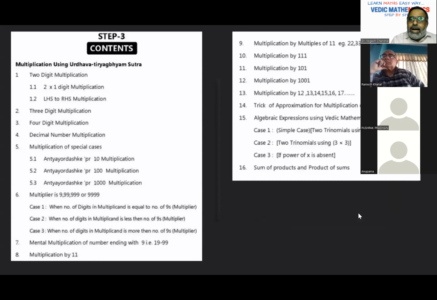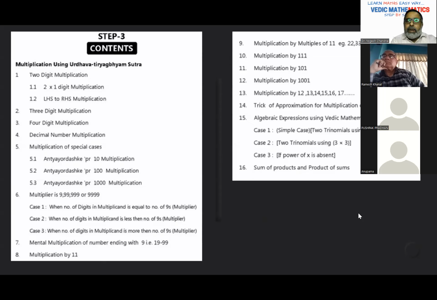Then we go for another type of multiplication, known as Urdhva Tiryagbhyam Sutra. Pushpak, I think you were writing crisscross multiplication. I don't know if you were mentioning the same. The first four topics are a general technique. Anywhere you come across any type of multiplication, you can solve using this. Then we have special cases.